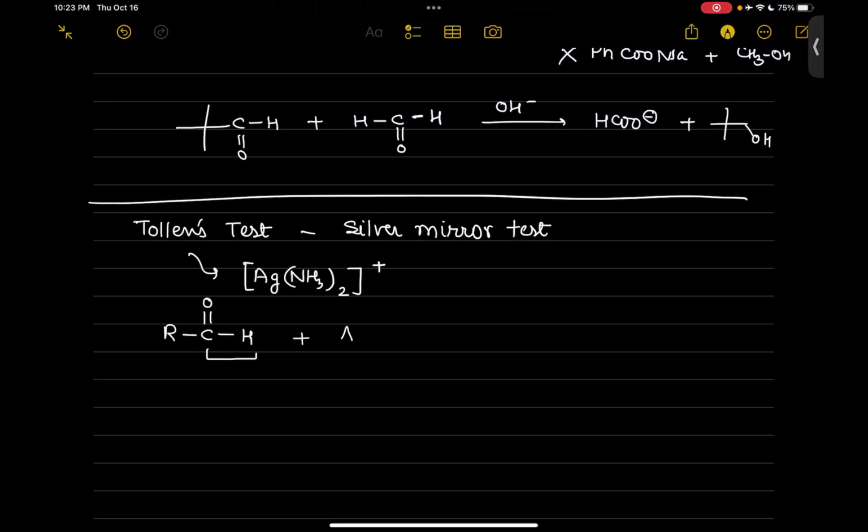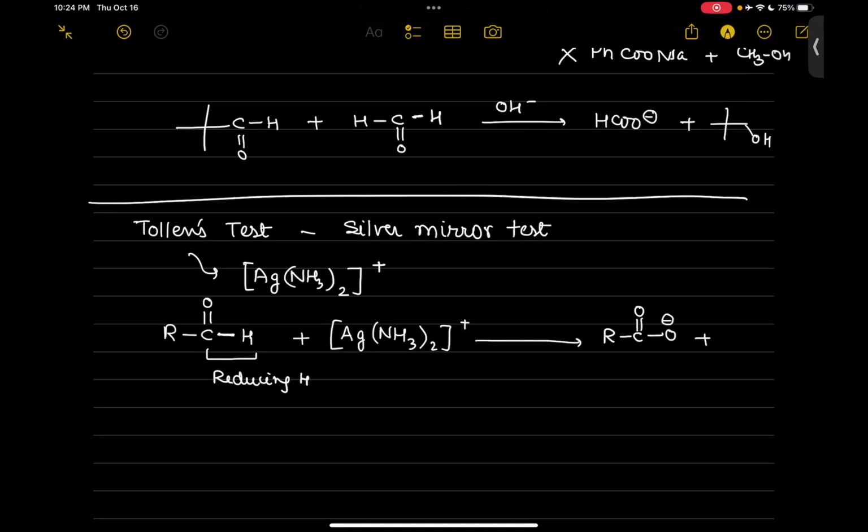So if you react this aldehyde with ammoniacal silver nitrate, which has Ag plus, this is a coordination complex, diamminesilver(I) ion. Coordination we have already studied. What happened? This CH, which is known as reducing H, will get oxidized to carboxylic acid. Because it is a basic medium, I will not write OH, I will write O minus.